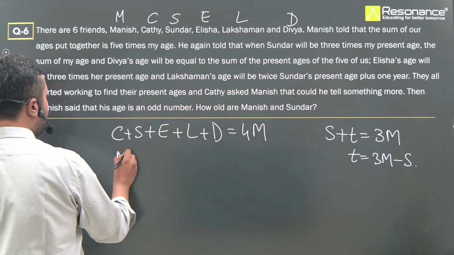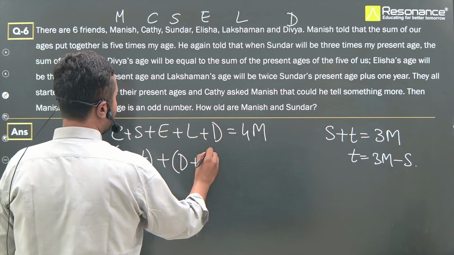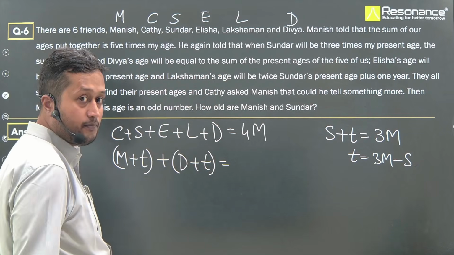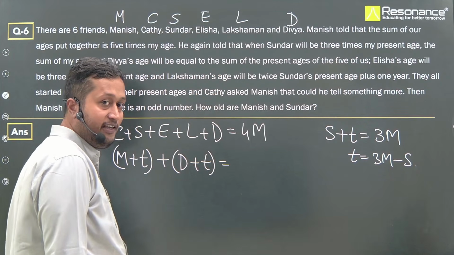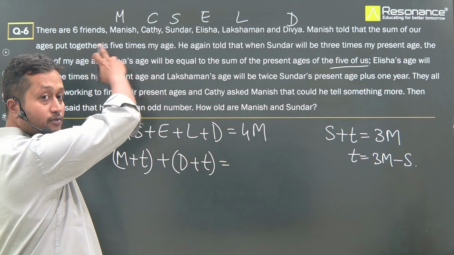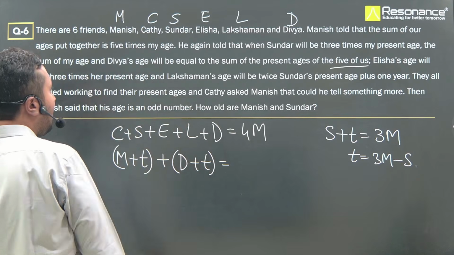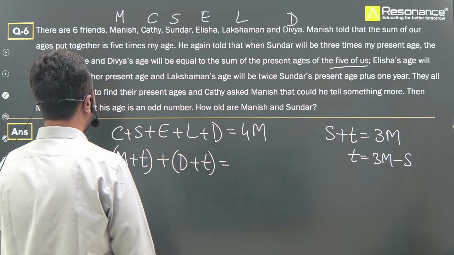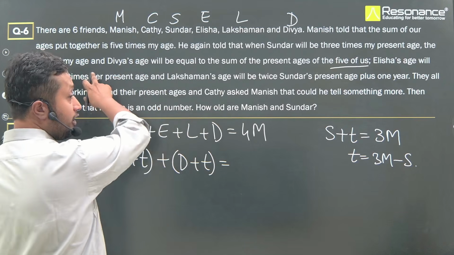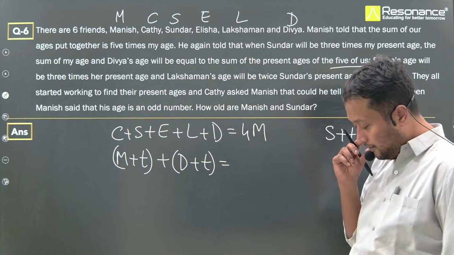Okay, so what do we have? M plus T, Manish's age, plus Divya's age, again at that time, will be equal to the sum of the present ages of the 5 of us. That's the catch. I mean, 5 of us. So which 5? If you notice, there are actually 6 friends over there. So 5 of us. So who's excluded? Well, there are not a lot of possibilities. Clearly, you cannot exclude Manish, I hope, right? Because he's talking about all these things.